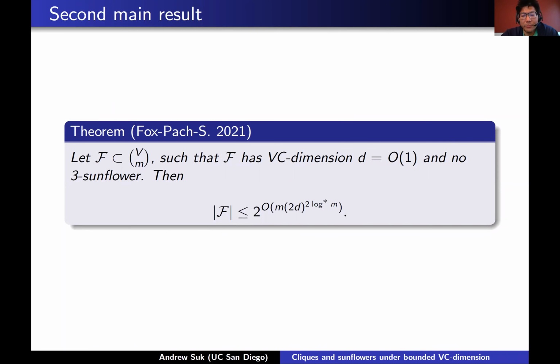Okay, and so the second main result that I wanted to talk about here today is this result here, which is again joint work with Jacob Fox and Janos Pach, where we gave a new upper bound on the sunflower problem if we assume that F has bounded VC dimension. So again, if F is an m uniform set system with bounded VC dimension and no 3 sunflower, we show that the size of the family is at most 2 to the m log star m.